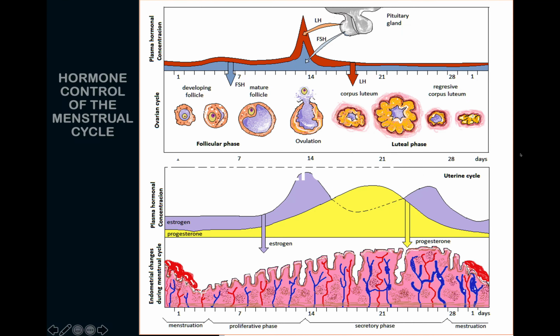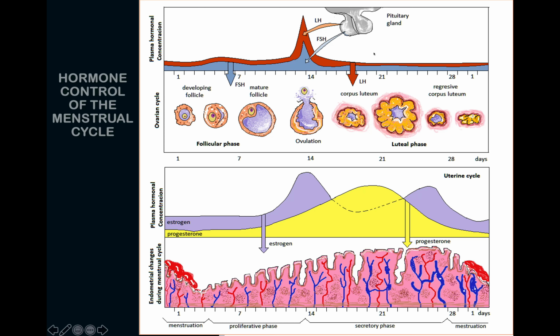Welcome grade 12s. Let's take a look at hormone control of the menstrual cycle. The diagram that you are looking at shows a graph that is divided into 4 sections. Well, let's look at the first section.